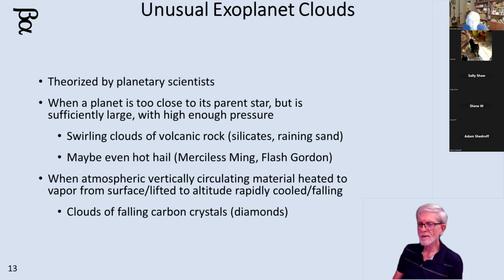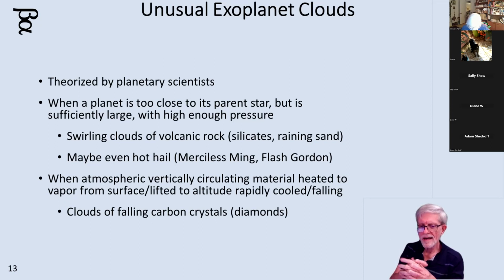If you take that up to another level of pressure and heat, you can actually have hot hail. You think of hail as being giant ice balls. But if you're raining hot sand and you get the sand hot enough, it will clump together. And the same way that you get hail from snow and ice storms, you can get hot hail, something like hail, but made from silicon dioxide.